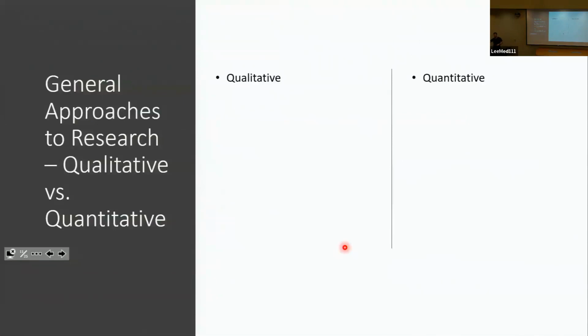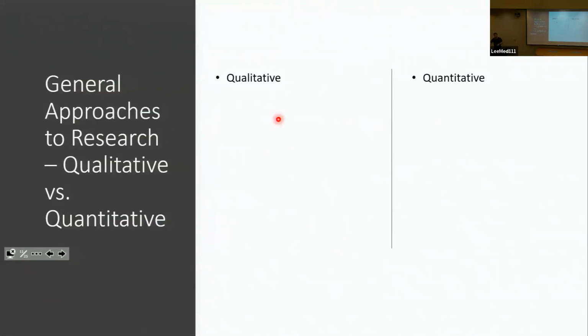So next I'm going to talk about the general approaches to research. And now instead of separating it by the goal of the research, we're going to separate it by the methods that are used. And those methods are qualitative and quantitative.